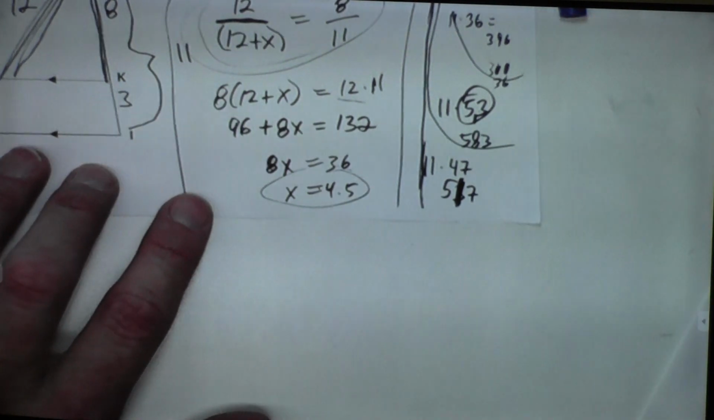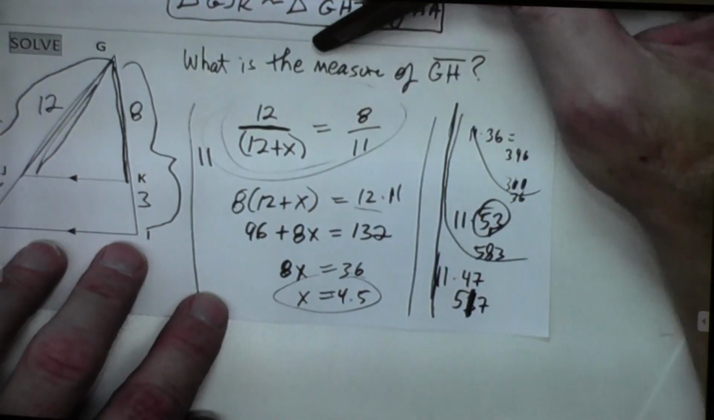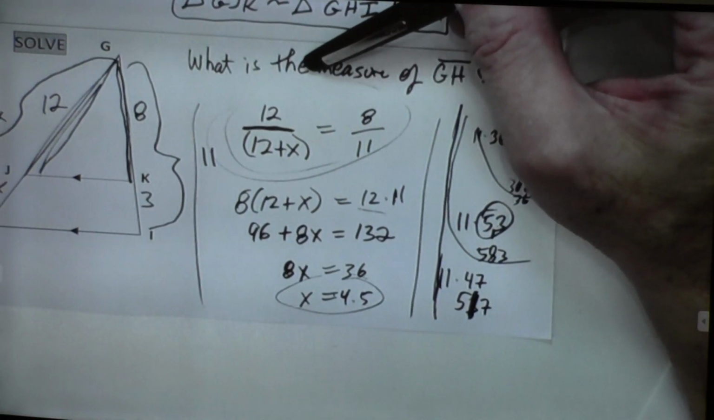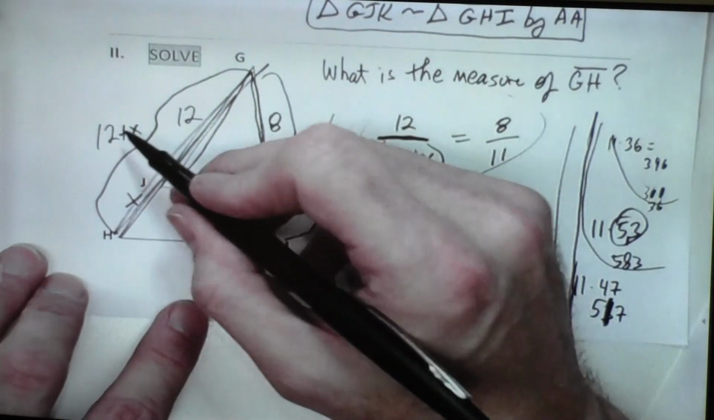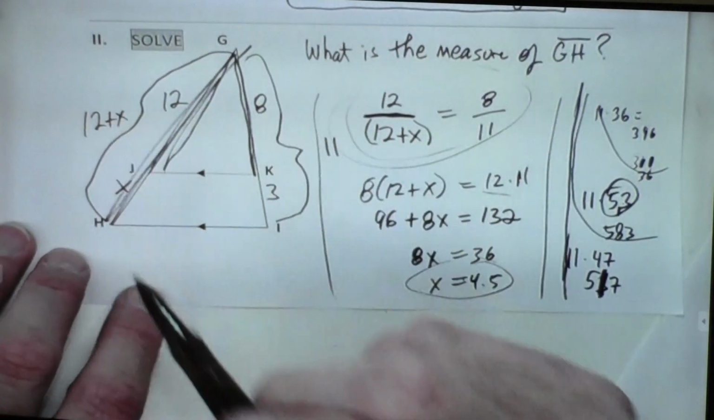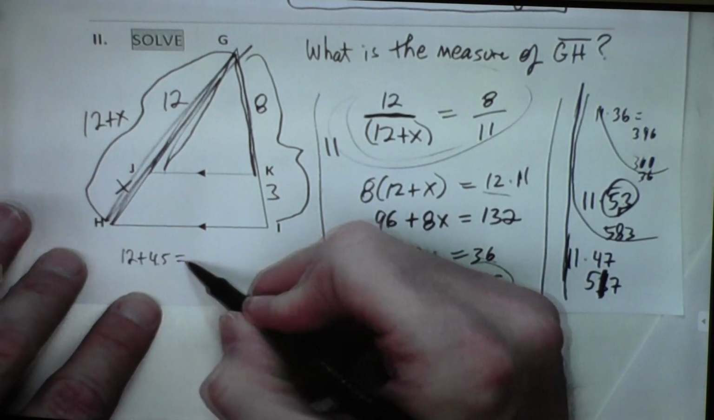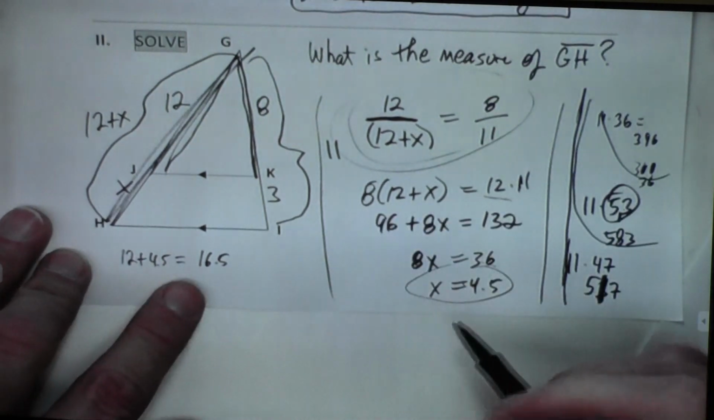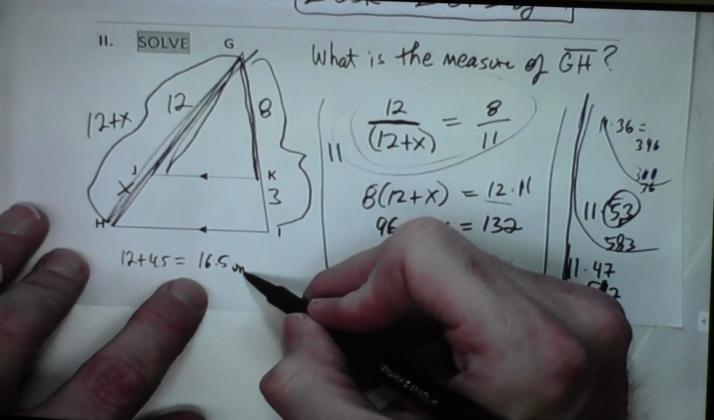The thing is, that's not the answer. I solved for x. But the question was not, what is x? The question is, what's the measure of GH? So GH over here is 12 plus x. So I have to put the 4.5 in here. I have to say that 12 plus 4.5 equals 16.5. It doesn't say here if it's centimeters or inches or whatever, so I'll have to use units.